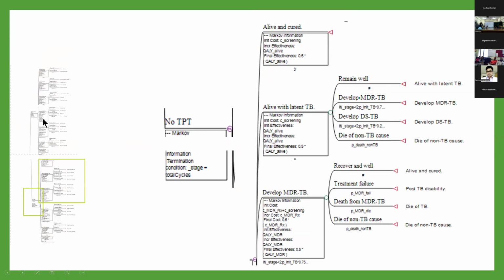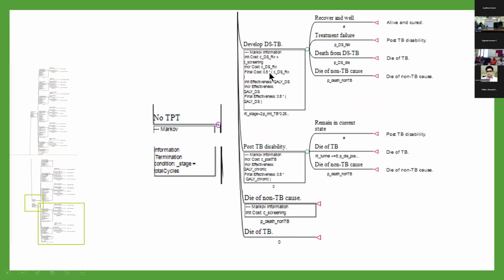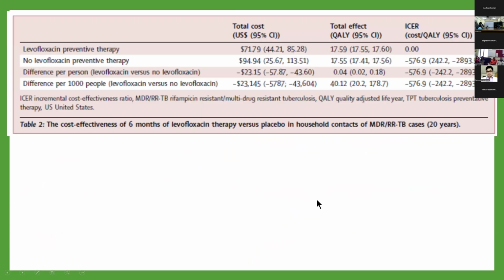So this is no therapy, no TB preventive therapy. And they've looked at similar things: alive and cured, latent TB, MDR TB, with each probability. And similarly for the second, developed TB, disability, non-TB cause, die of TB, and the probability in each. So this is what they have finally got. If you give levofloxacin preventive therapy, total cost and total effect, no therapy, and the difference and the ICER.